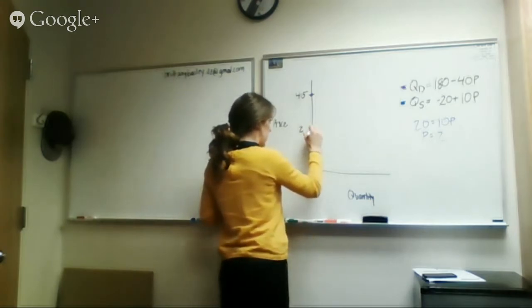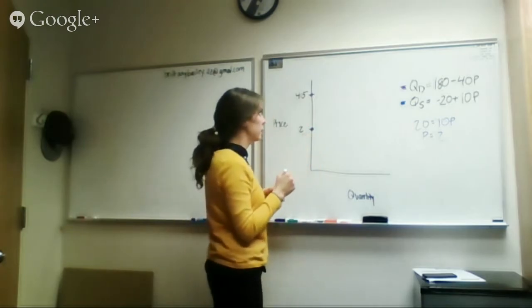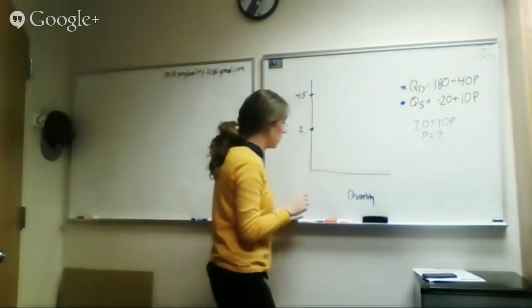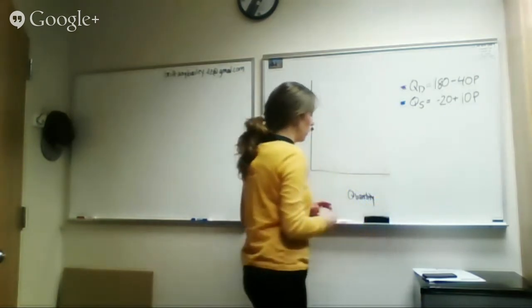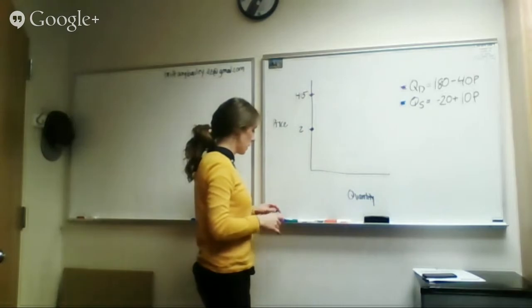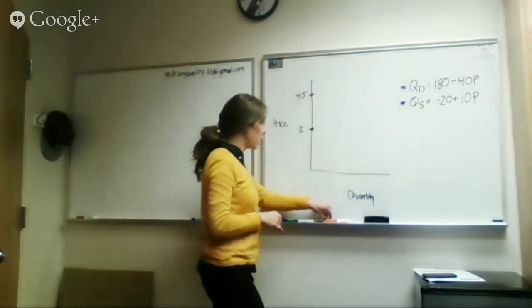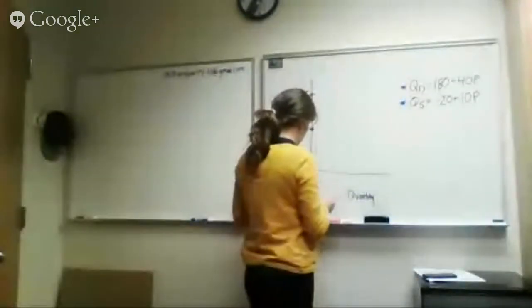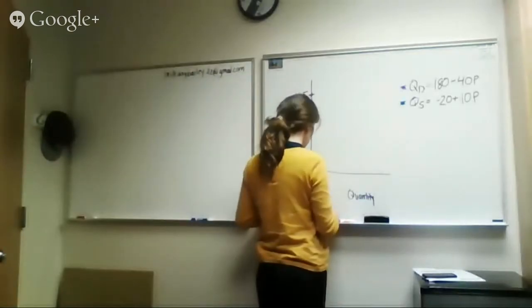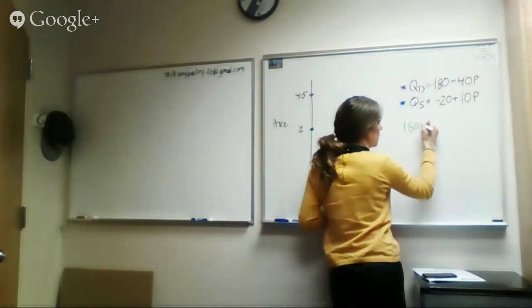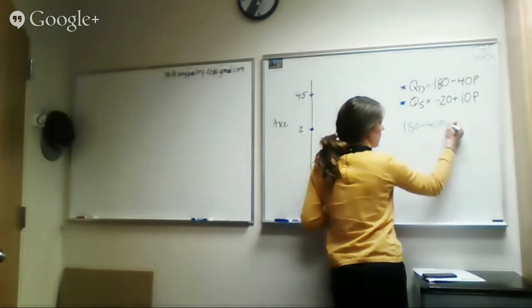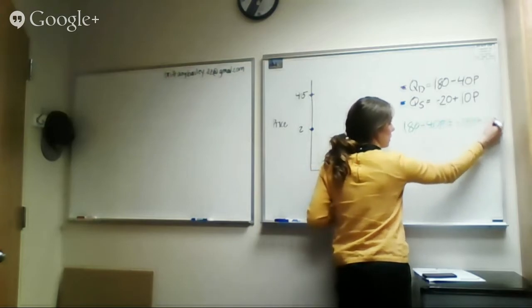So that intercept is right here. And then if I want to draw their lines now, I can set these two equations equal to each other to find out what the equilibrium point is going to be. So let's see, 180 minus 40p equals negative 20 plus 10p.